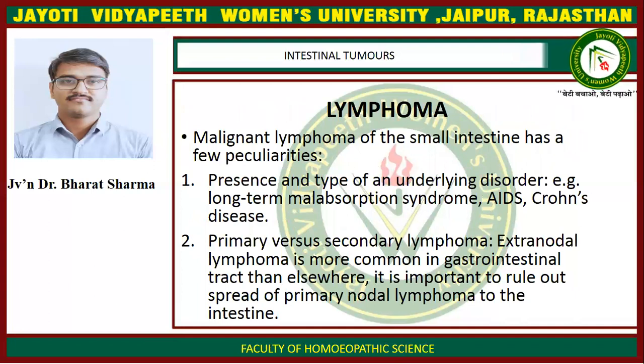Lymphomas. Malignant lymphoma of the small intestine has a few peculiarities. First is the presence and type of an underlying disorder, for example, long-term malabsorption syndrome, acquired immunodeficiency syndrome, Crohn's disease. Second is primary versus secondary lymphoma. Extranodal lymphoma is more common in the gastrointestinal tract than anywhere else. It is important to rule out spread of primary nodal lymphoma to the intestine.